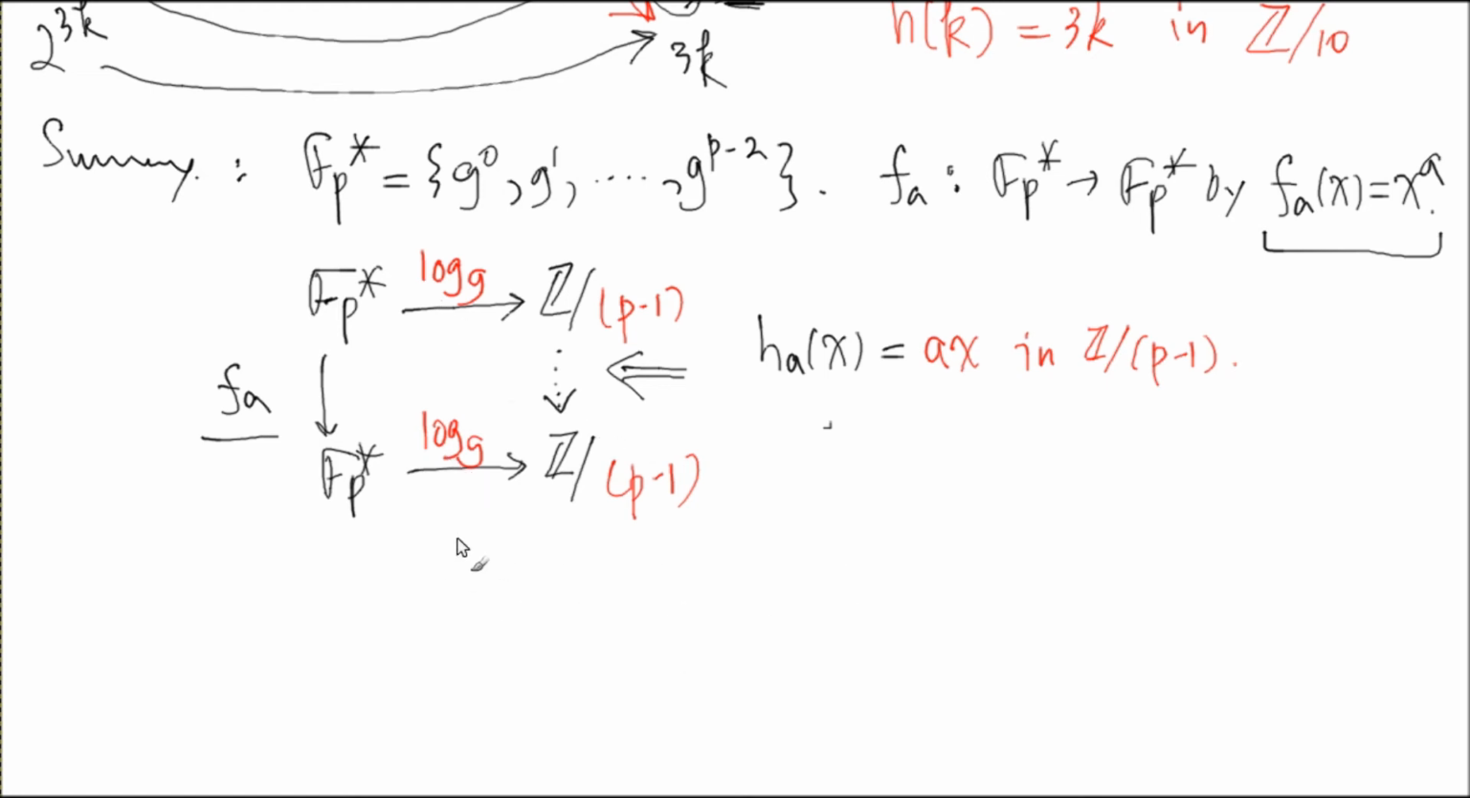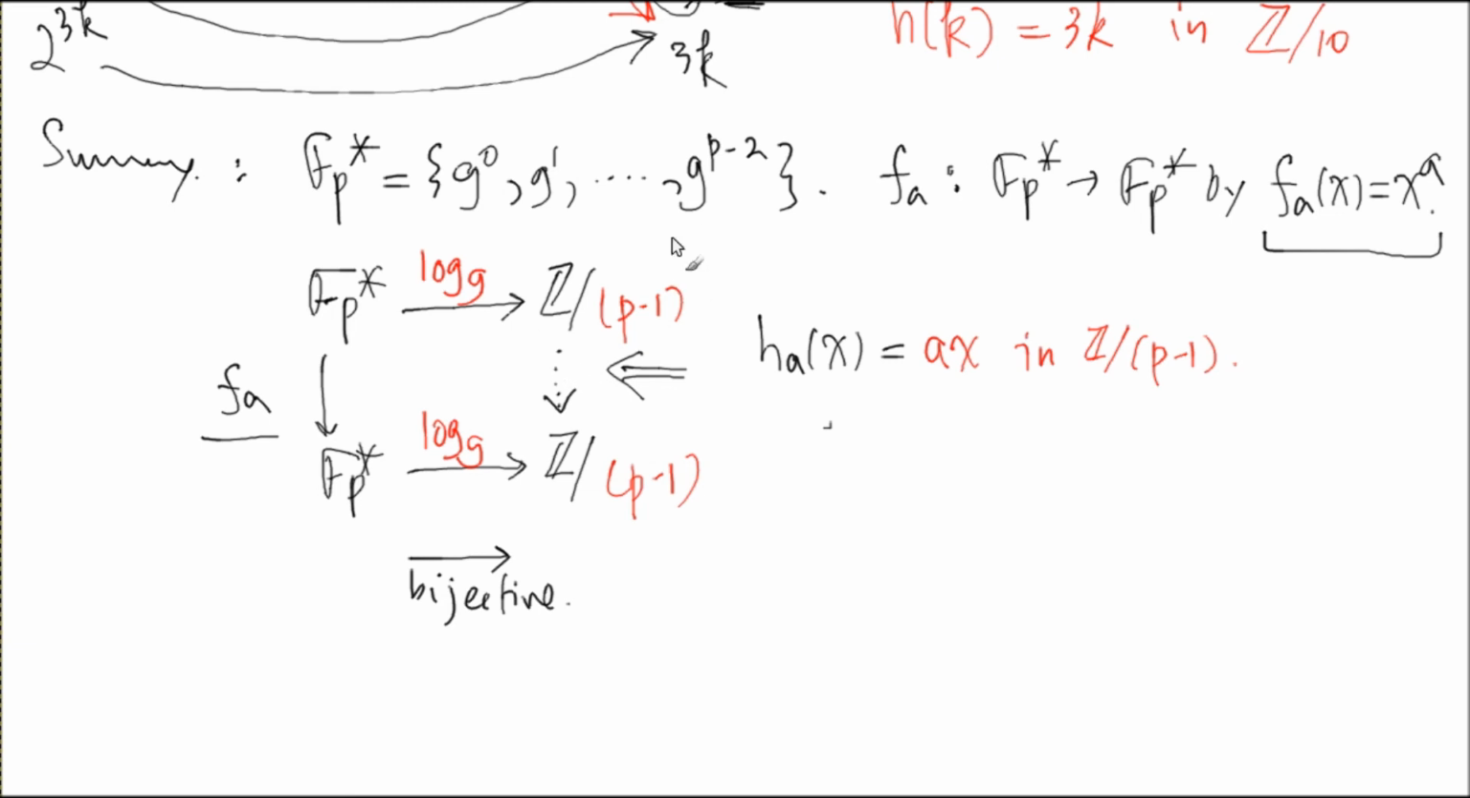And this log g, do you believe that this side is bijective? Would you believe that? Who can explain that the log map is bijective? I'm asking about the horizontal map, which is the log map, right? Why is the log map bijective? Maybe the number of elements? Yeah, how many elements does F_p^* have? p minus 1, and how many elements are there? p minus 1, right? Why is that surjective?